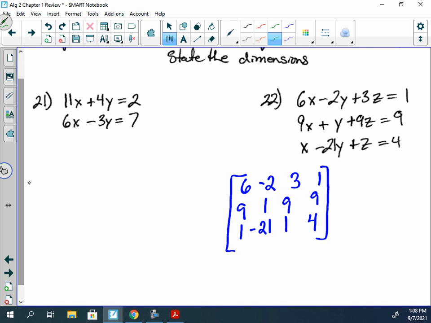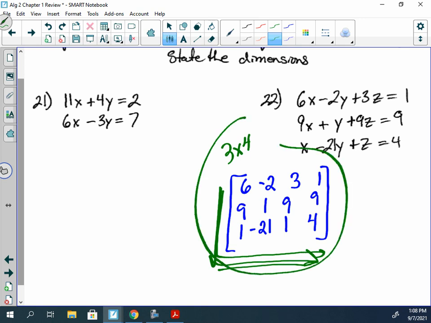Now the only other part of this question that we haven't done yet is to state the dimensions. And the dimensions for this would be 3 by 4, because we always go down and then over. 1, 2, 3 going down, and 1, 2, 3, 4 going over. And that'd be it. That's all we have to do for these here.